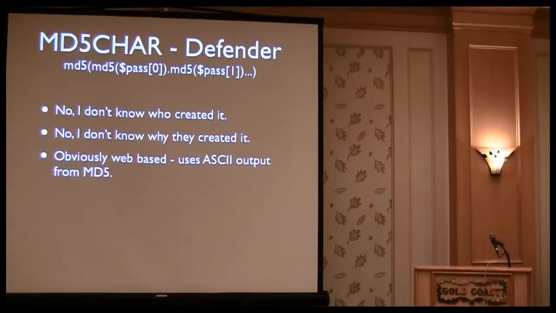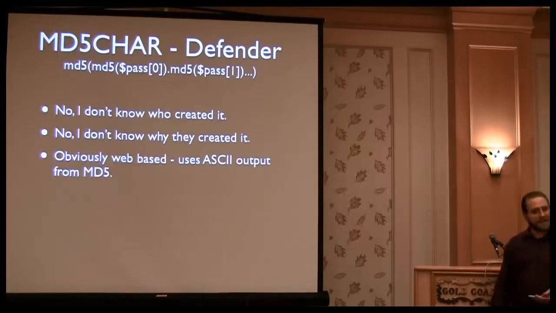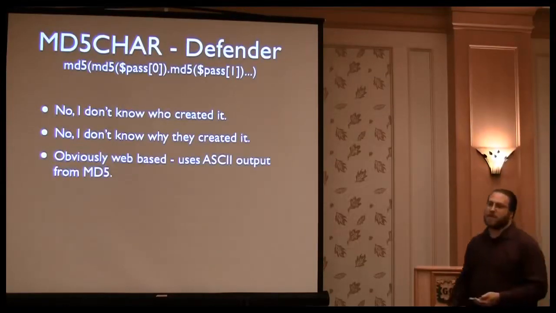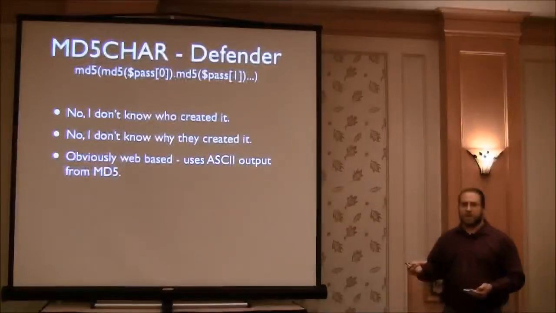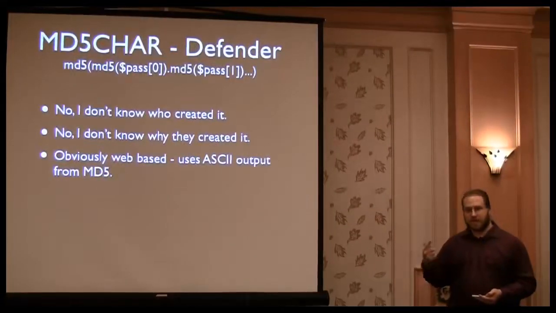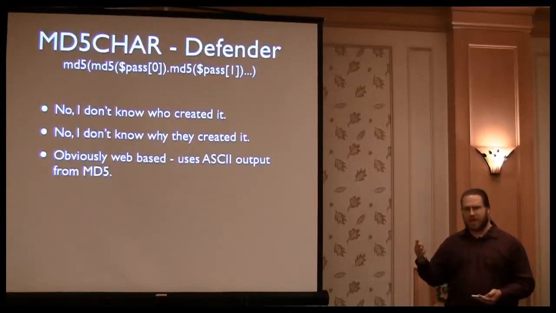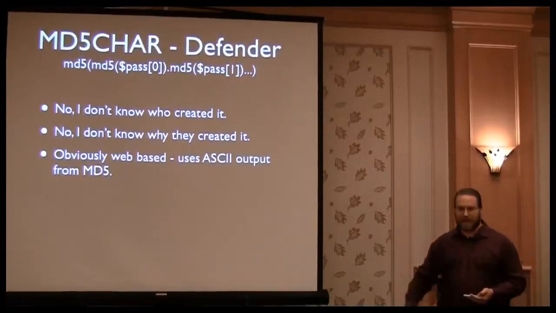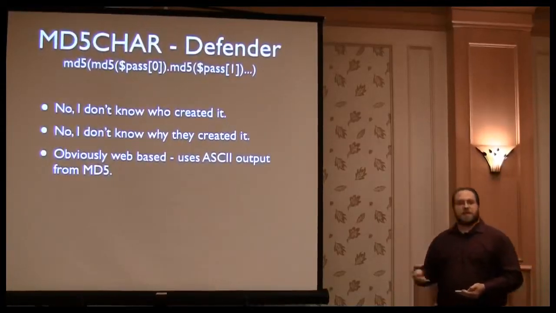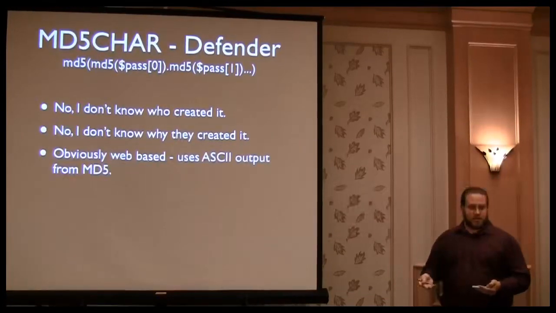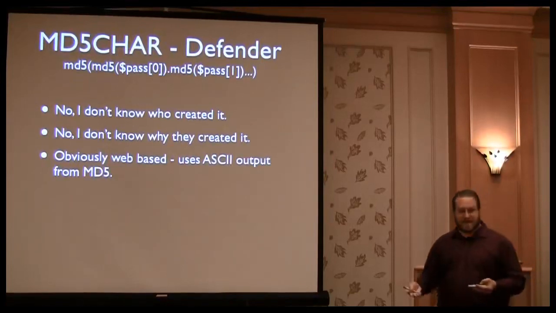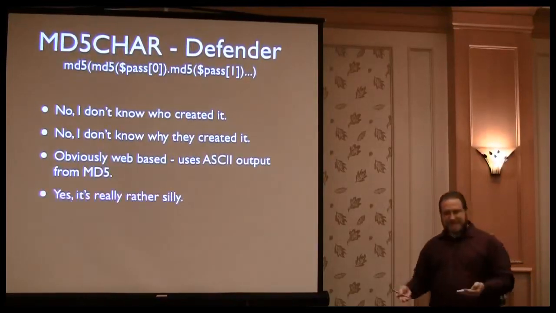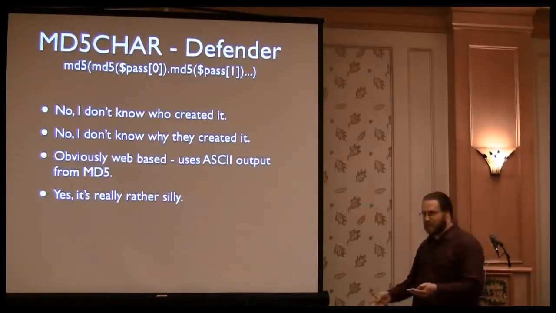But the output of the inner MD5s is 32 characters worth of ASCII instead of a 16-byte output. And this is what you get off the default MD5 functions in your web languages, PHP, Ruby, Python, whatever the web language of the week is. And so that's a good indicator that whoever put this together was using it for something web-based. And yes, it is really very silly, and I'll show you why.